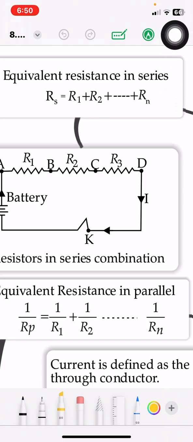This is resistance in series. If you have to connect resistors in series, this is the diagram of resistance connected in series, basically a chain. So the formula is basically the sum of all the resistances, okay.